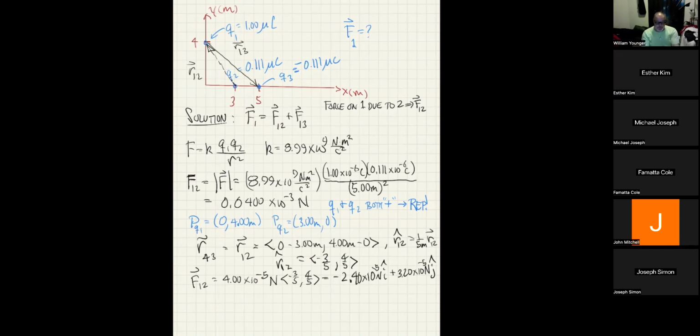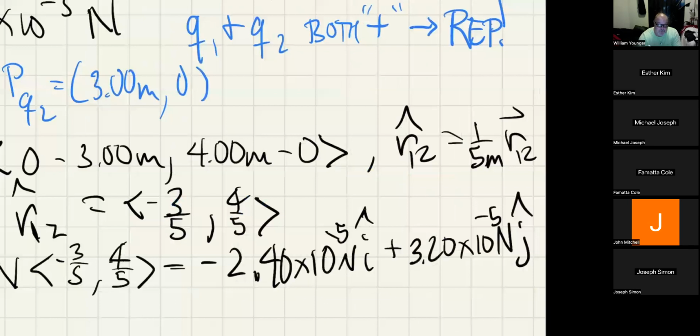Okay. So let's go ahead and calculate our magnitude of F13. Does anybody have any questions before I go on with this? Anybody verified my math or convinced that my math was completely wrong? Because that's a real thing. It happens all the time.